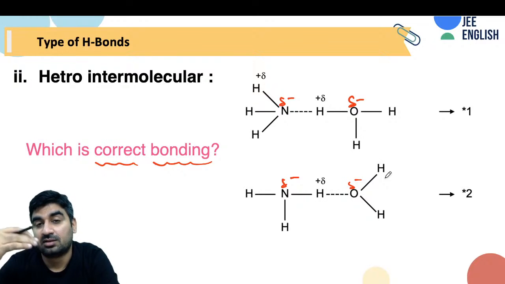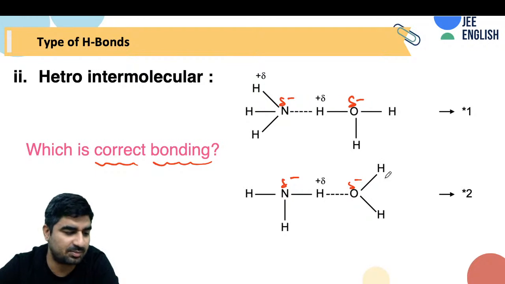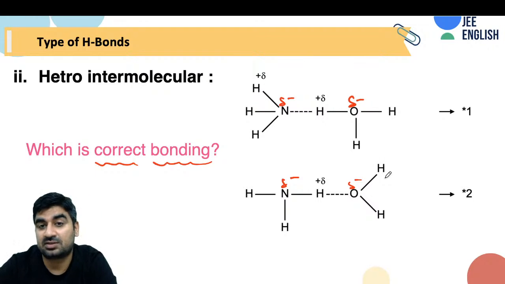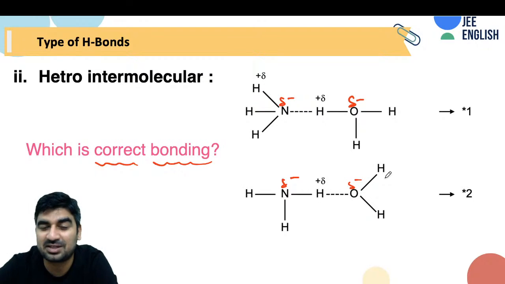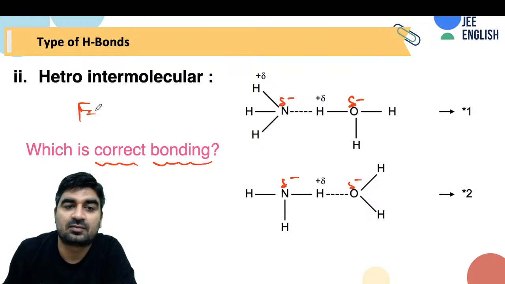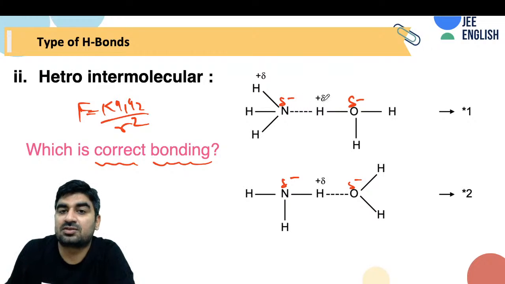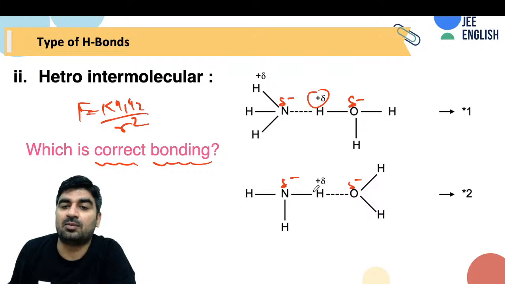So guys, we know that everything is moving towards stability, everything. So when everything is moving towards stability, it tries to release the energy, and energy will be released when the attraction is maximum. More the attraction, more the energy release. So how will you determine the magnitude of attraction? A q1 q2 by r square. So in which case the charge developed will be more.